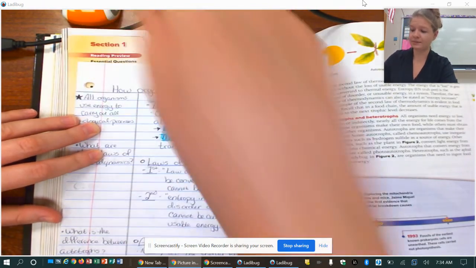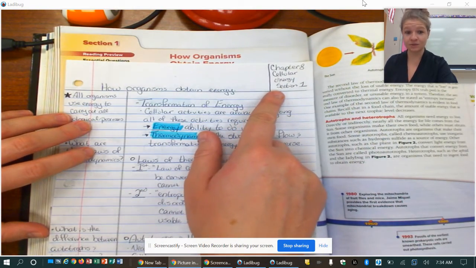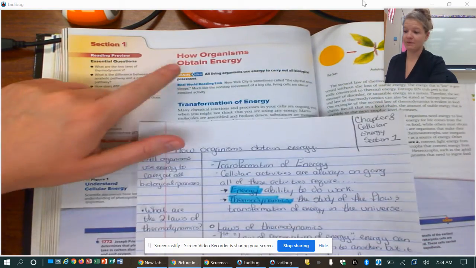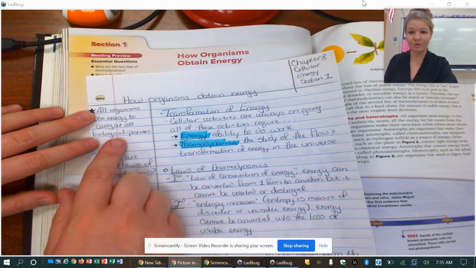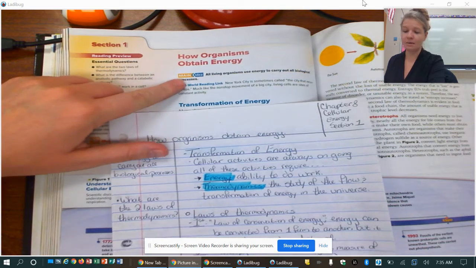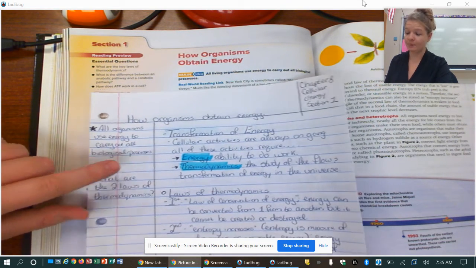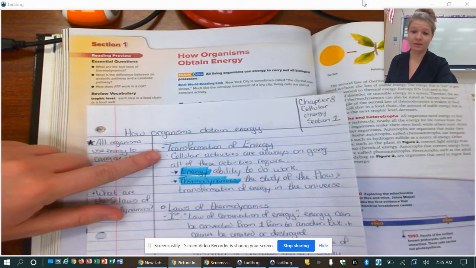So I wrote my lines. I wrote that it's chapter 8, cellular energy, section 1. You can write the date here as well. I titled this How Organisms Obtain Energy, because that's my big heading up here. And then right at the top, remember, you can go back and you want to put your main ideas and questions here. So that's where I chose to put that main idea up here. All organisms use energy to carry out biological processes. I saw that the next big heading was called the transfer of energy, so I put that right there.